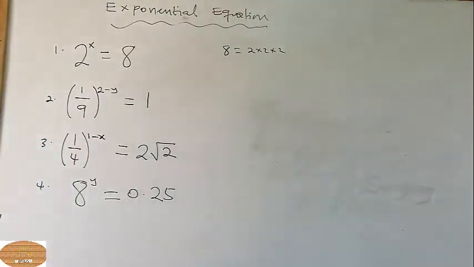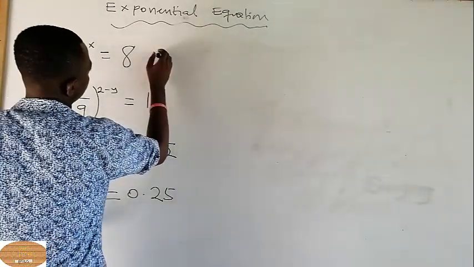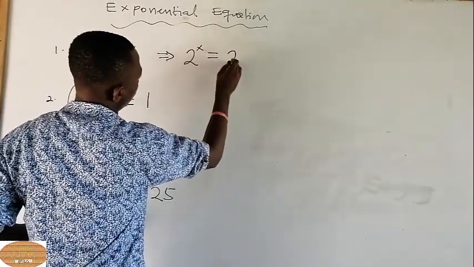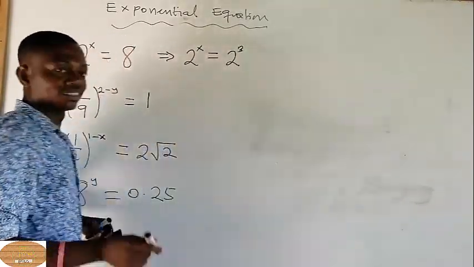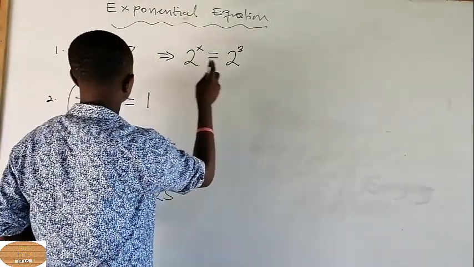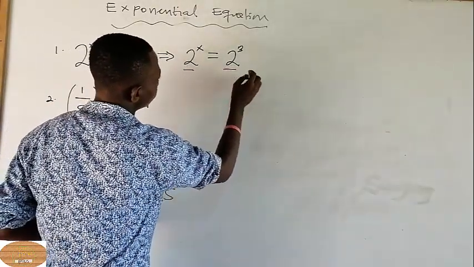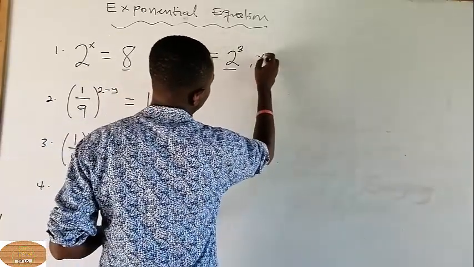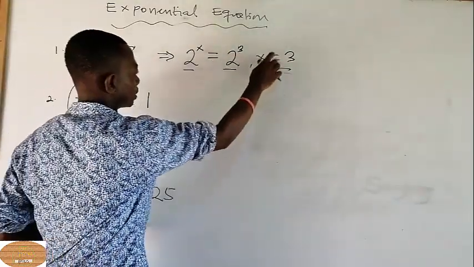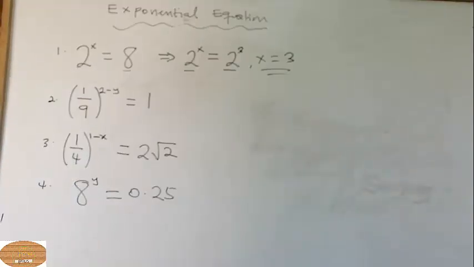So this one is straight away 2 to the power x equals 2 to the power 3. This one is 8, this one is also 8, because 2 to the power 3 is the same as 8. So now that we have equal bases, I can conclude that x is straight away 3. So x equals 3 for this one. Now let's move on to the next one.